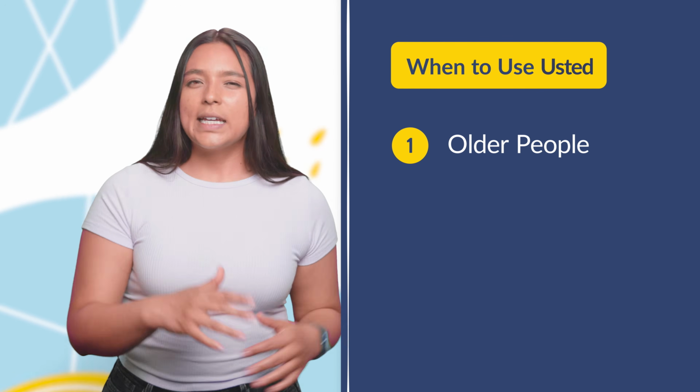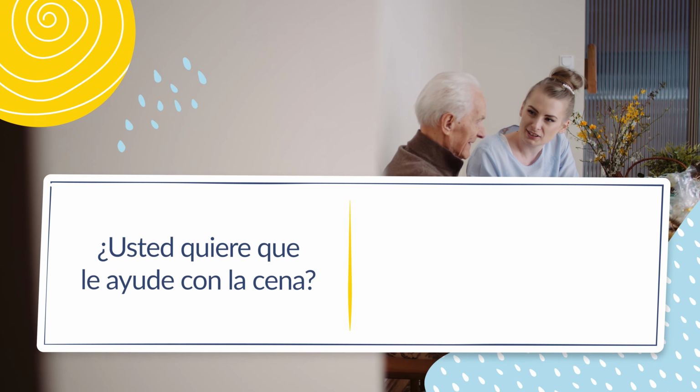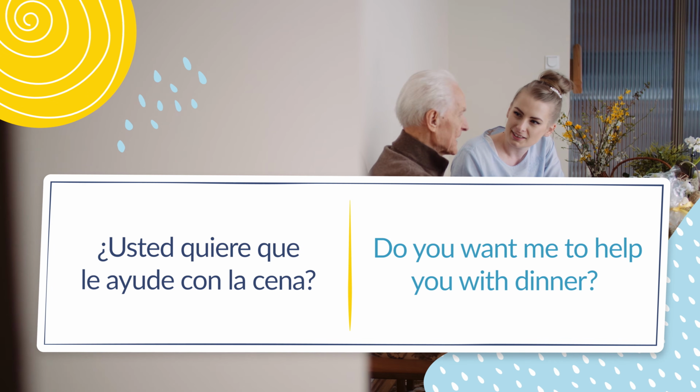When it comes to using usted, it's really all about respect. There are really 2 main groups of people that you'll want to use this pronoun with. Number 1 is older people. It is very common for people to use usted with their in-laws, for example. You might also use it to address your friend's grandparents. You can say something polite like, ¿Usted quiere que le ayude con la cena? Do you want me to help you with dinner? It's a nice gesture of respect you can show to anyone older than you.